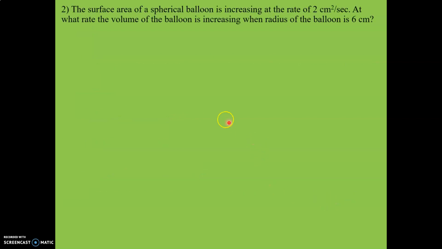Next question is, the surface area of a spherical balloon is increasing at the rate of 2 centimeter square per second. At what rate the volume of the balloon is increasing when radius of the balloon is 6 centimeter?